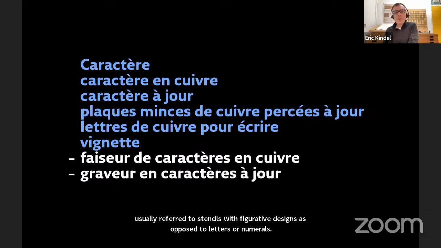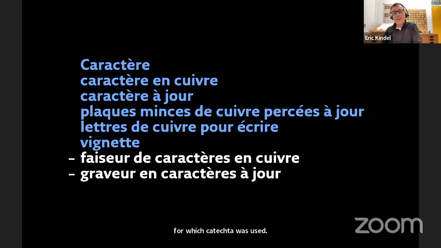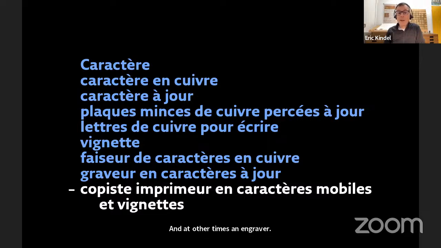There are also terms for the stencil maker, who was indeed sometimes a maker, faiseur, and at other times an engraver. And finally, a rare description of the stenciller, which speaks clearly to the hybrid or in-between nature of stencil work by describing a printer copyist who uses movable caractère and vignettes.